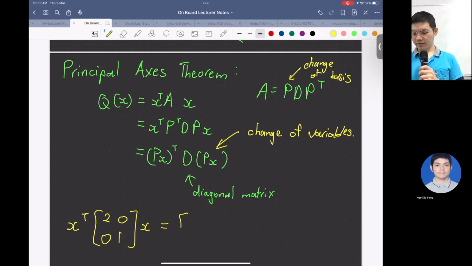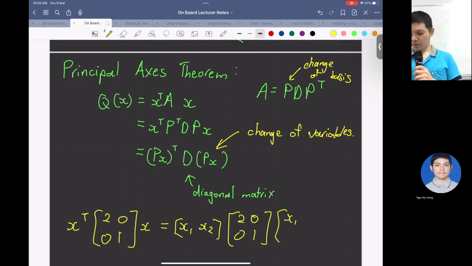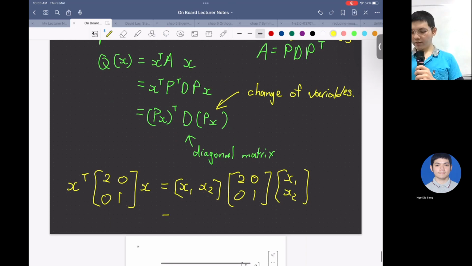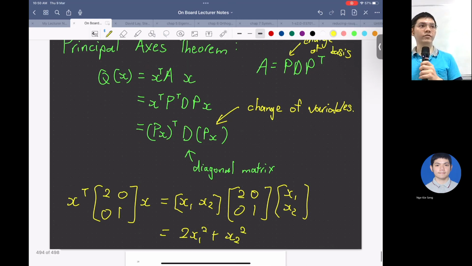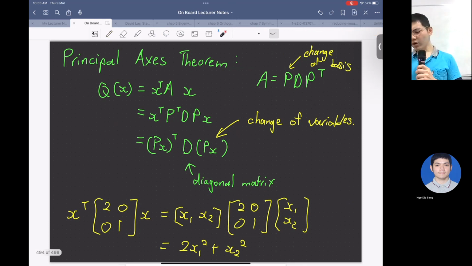So for example, this is X1, X2, with the matrix 2, 0, 0, 1, and then X1, X2. Okay, what do you get? You just get 2x1 squared plus x2 squared, if you do the computation. So it means there's no weird cross term coming out here. So you can remove the cross term. If your A is diagonal, there's no cross term.